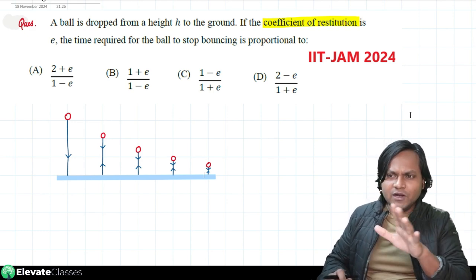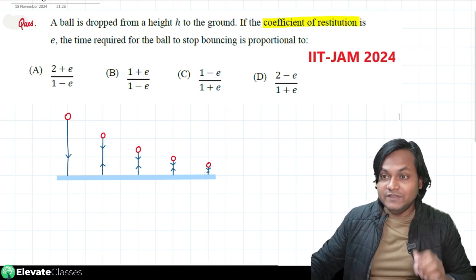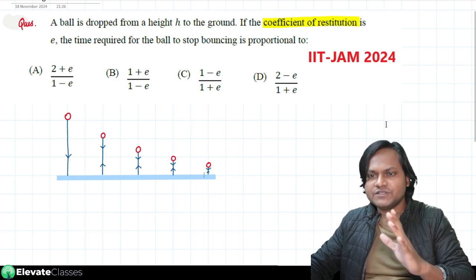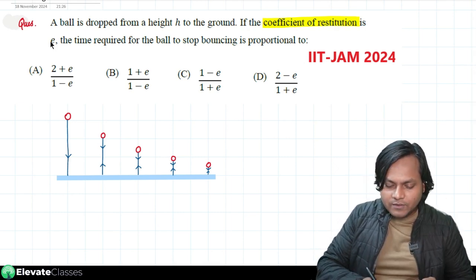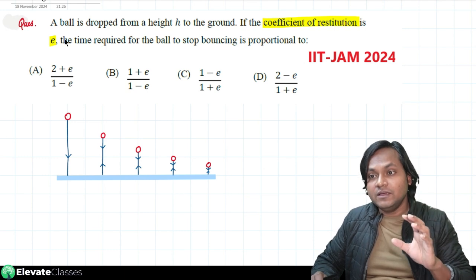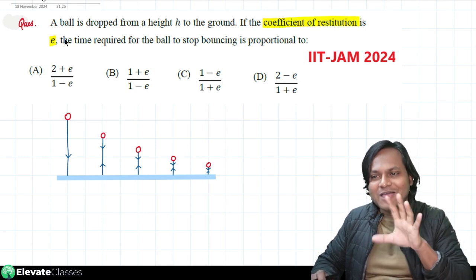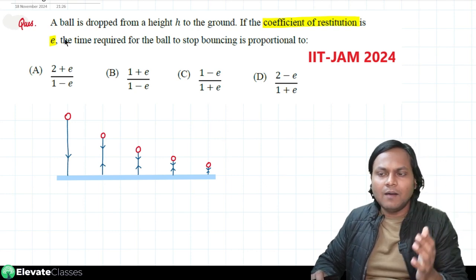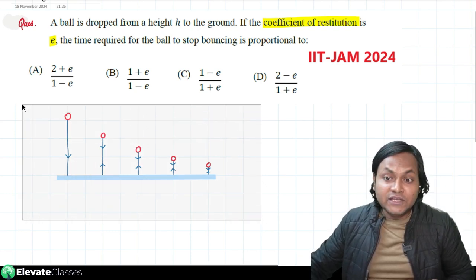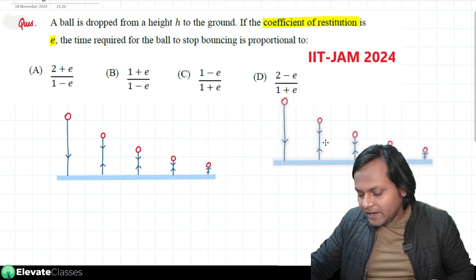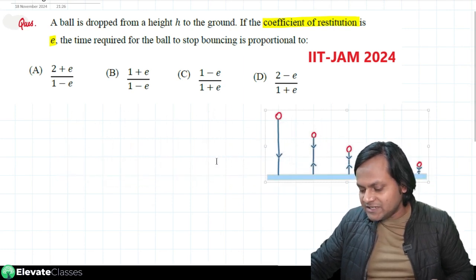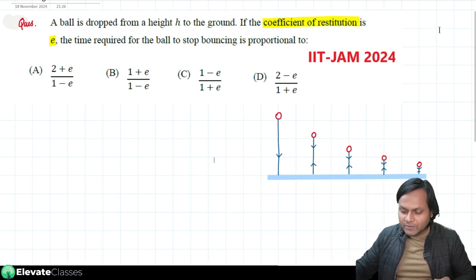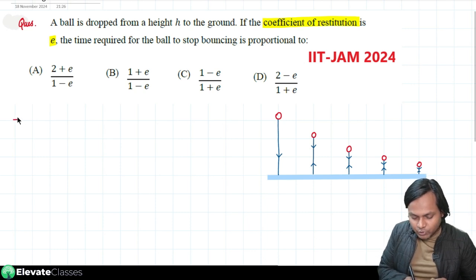So I have a question similar to this from Physics IITJAM 2024 of this year. A ball is dropped from a height h to the ground. If the coefficient of restitution is e, what is the time required for the ball to stop bouncing proportional to? All right, so I want to find out the time that it takes for a ball that experiences repeated bounces to come to rest. And the only thing that I actually need to solve a problem like this are equations of kinematics and a general understanding of the coefficient of restitution. So let me define those things first, and then I will show you the steps involved.